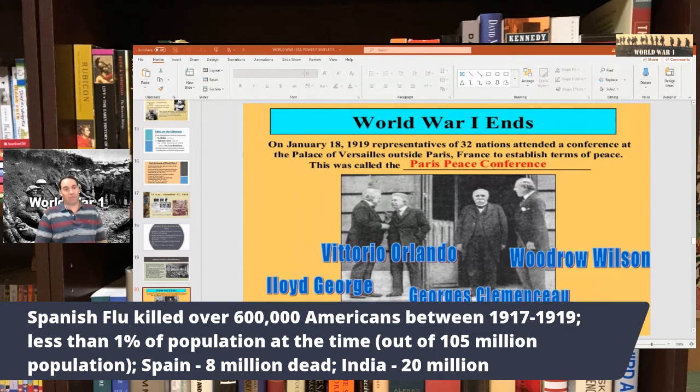Spain had 8 million deaths. Whoa, that's a lot. And then India had like 20 million, or some crazy number like that. So that's like half of them right there. It's a lot that died in Spain. I don't know if that number's really right or not, but that's what I've heard. It's some crazy number that died in Spain because of it.